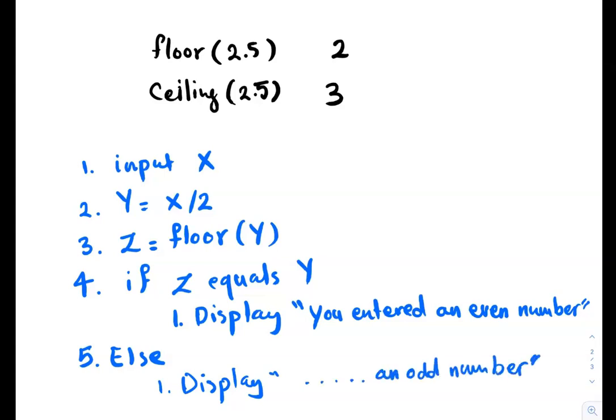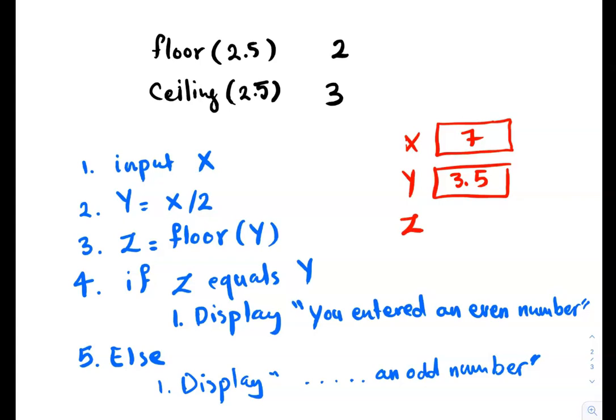So let's take a quick example. Suppose the input x was 7. So now y will be equal to 3.5 because y equals 7 divided by 2. z equals floor of y, so z equals 3. So now when we reach this condition, z equals y, clearly they are not equal. So this condition will be false. That means this instruction will not be executed. We will go to the else statement and execute this instruction, which will display that the number is odd.